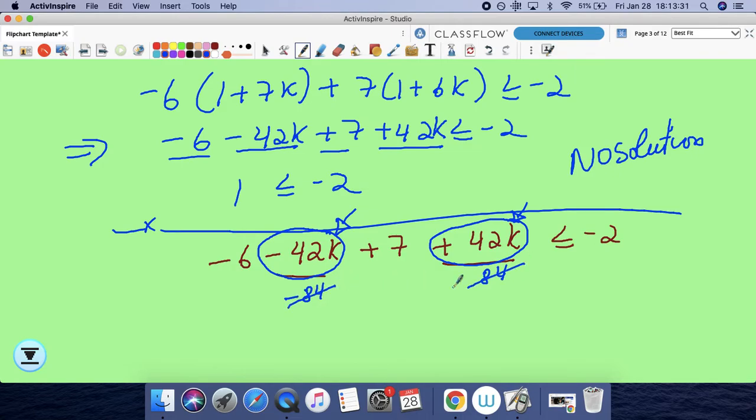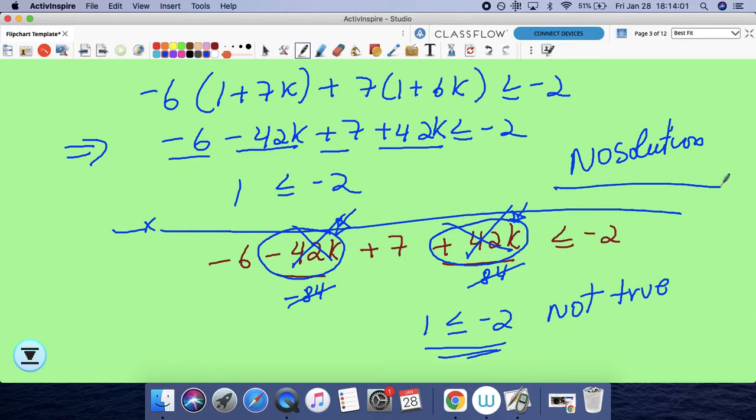So no matter what value of k I use, these two will cancel each other out. They'll become 0. And I'm always going to be left with negative 6 plus 7, which is negative 1, which is less or equal to negative 2. And that's not true. Sorry, positive 1. And that's not true. And because there is no value of k that I can substitute here to make this true, this one has no solution.